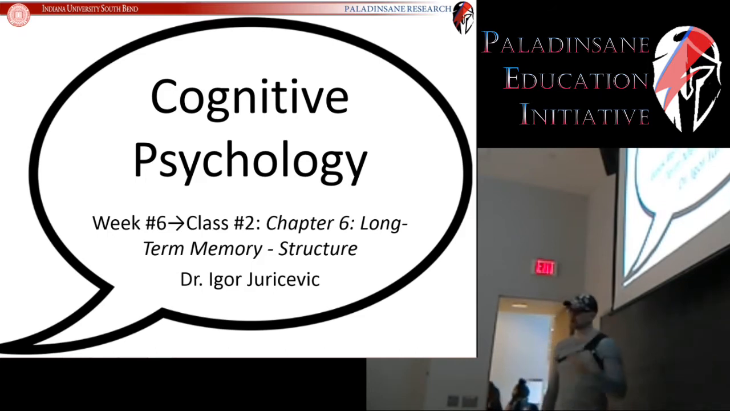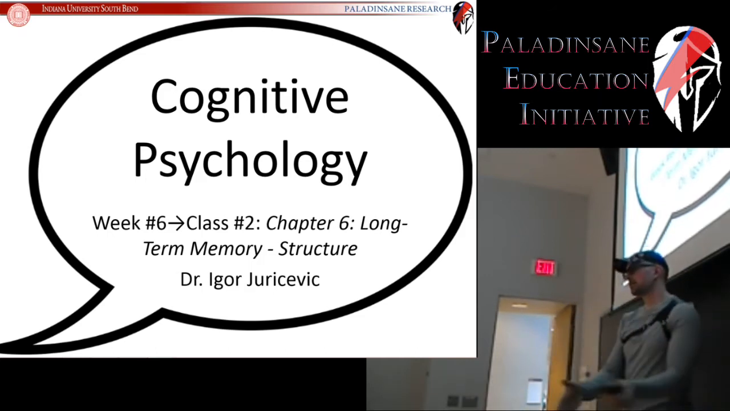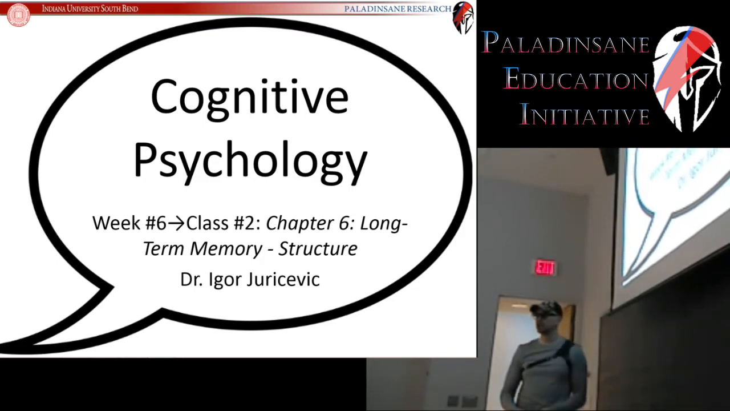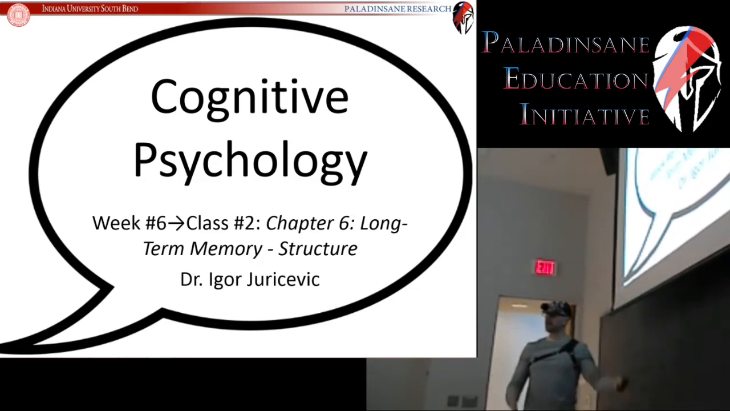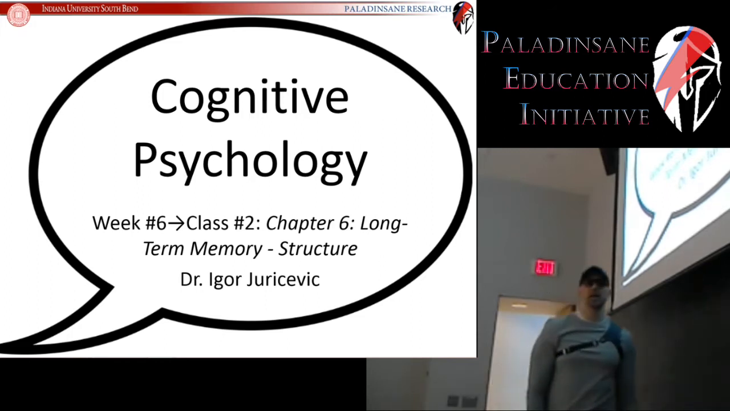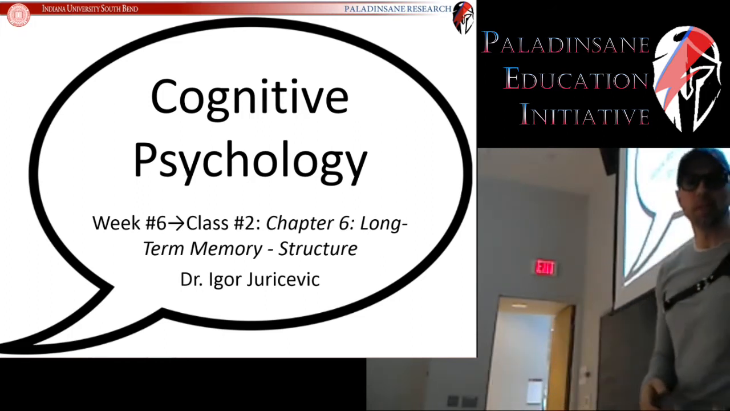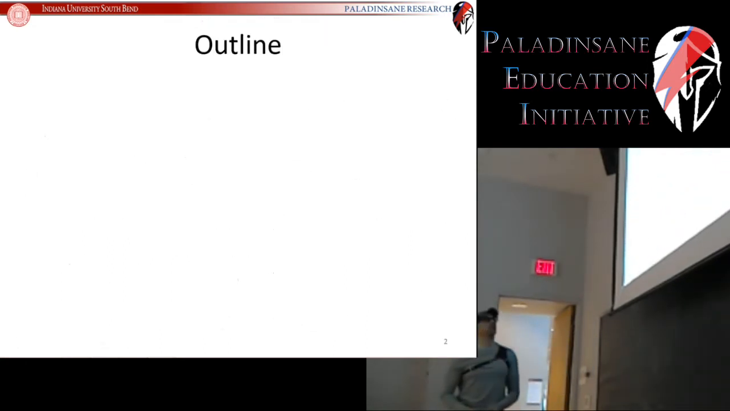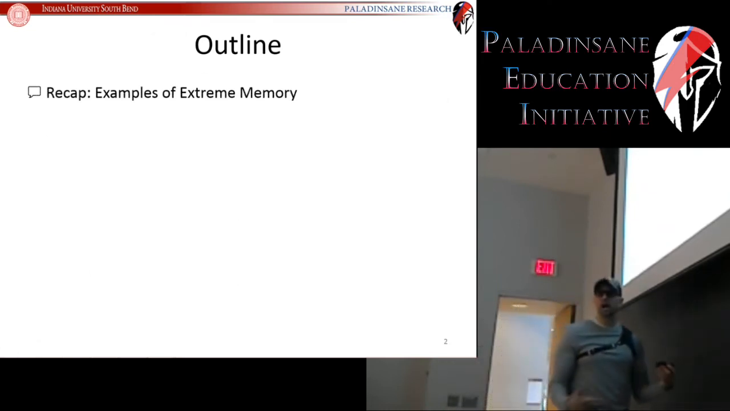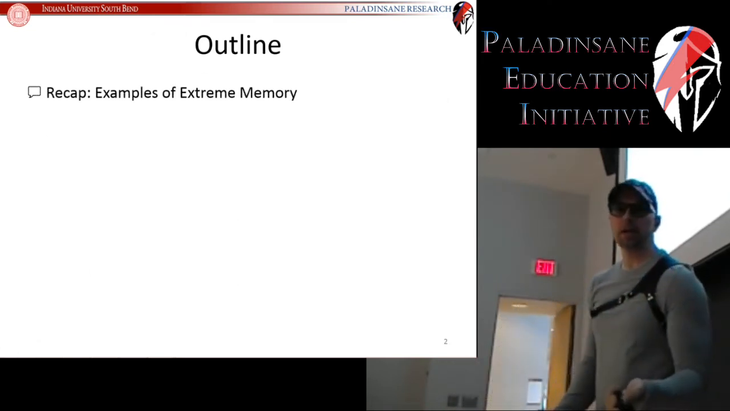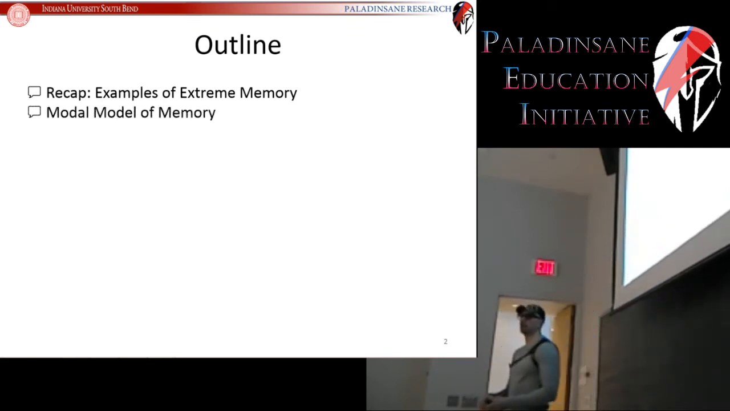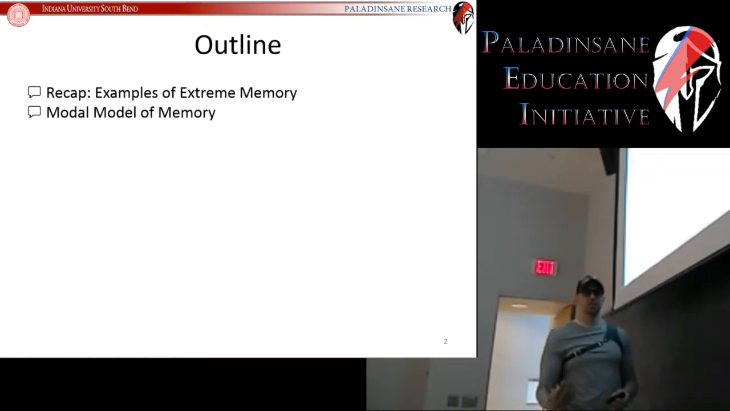Memory is going to be the new topic as we go into different areas of cognition, continuing our look at cognitive psychology. But just to be clear, today's class, this chapter, will be on exam 3, not on exam 2. We're going to start our look at memory by taking a look at long-term memory. Specifically, we're going to briefly recap some examples of extreme memory, and then introduce the idea of the modal model of memory.